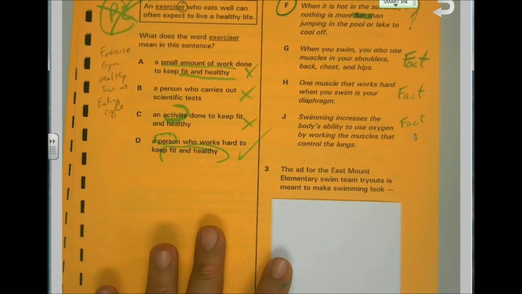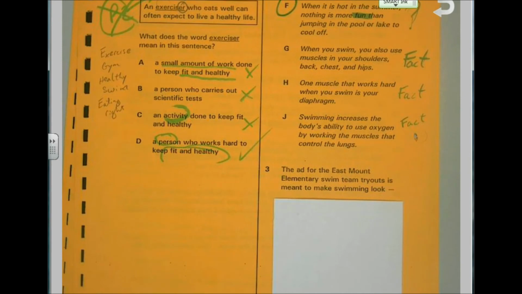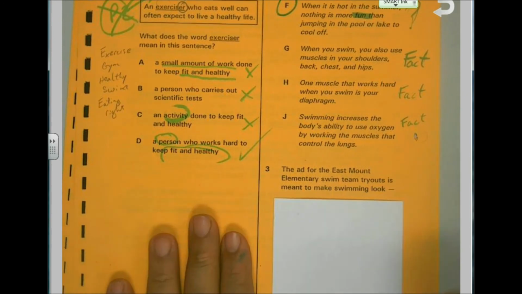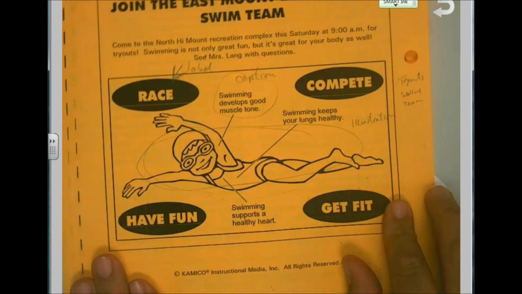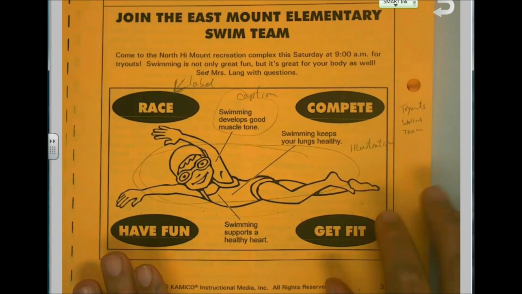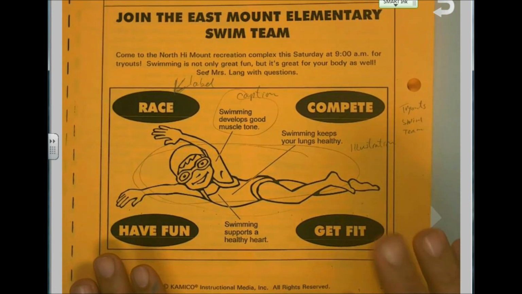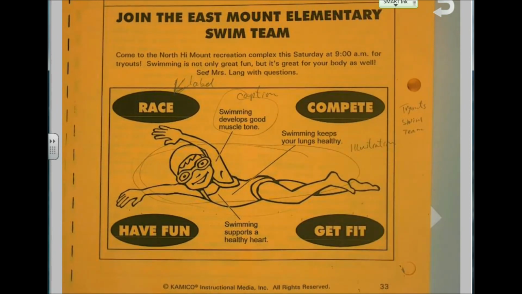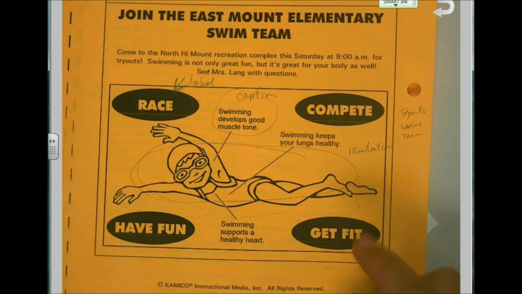Number 3. The ad for the Eastmount Elementary swim team tryouts is meant to make swimming look... Okay. I use the dictionary for that. Now, let's look back here. How are they showing you this swimming? They're showing you it's what? It's healthy. Look at this. Have fun. Get fit.